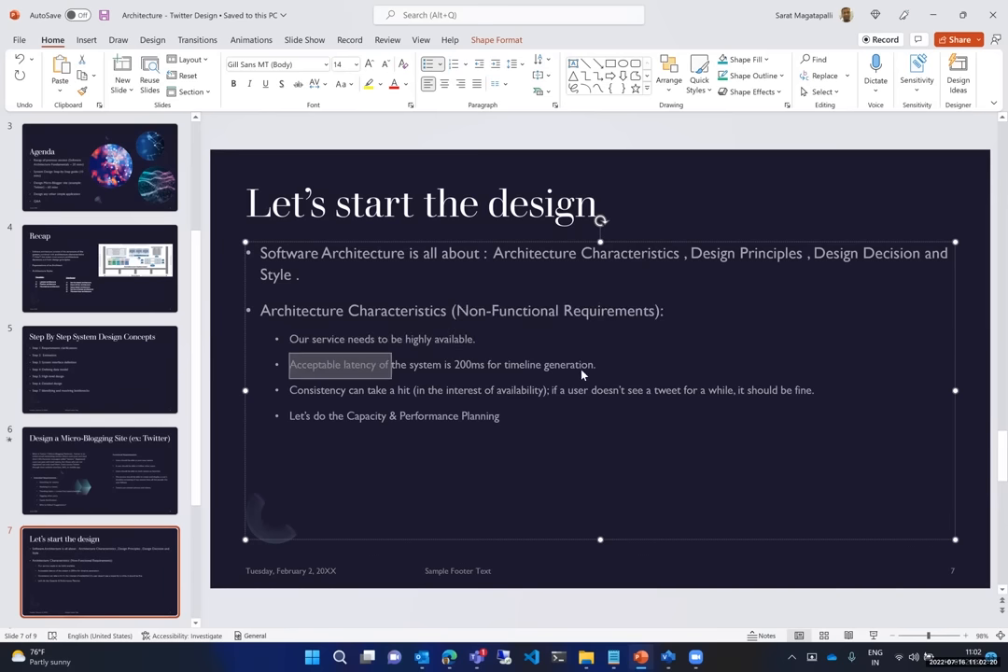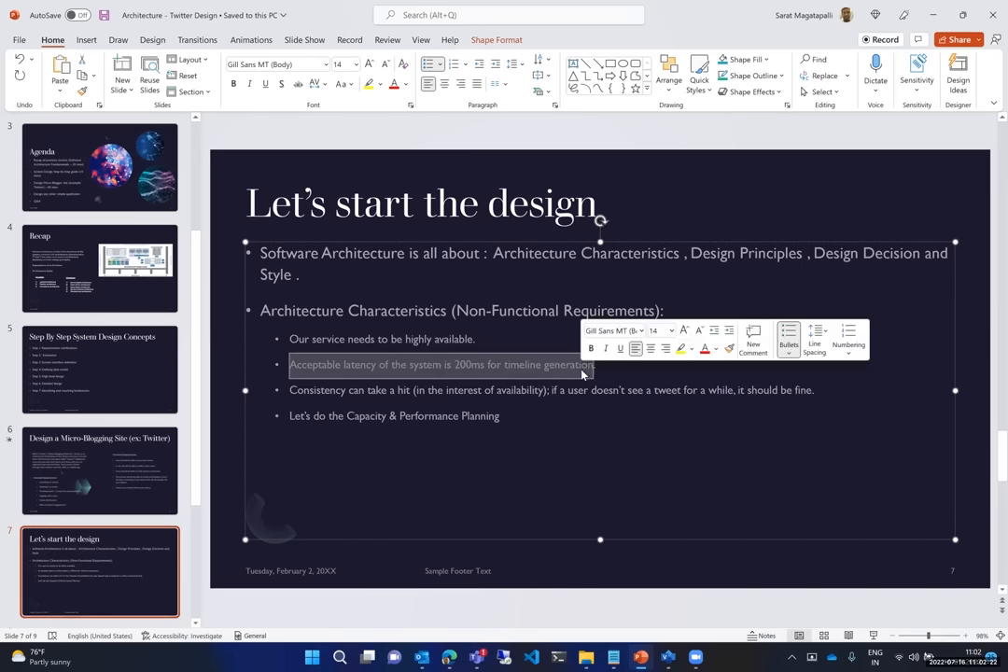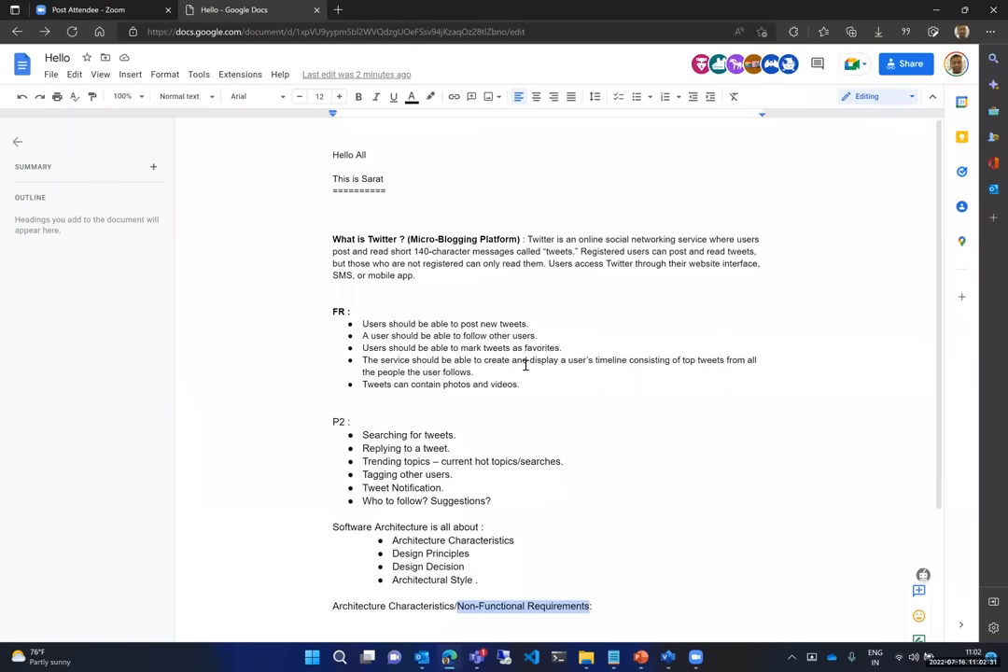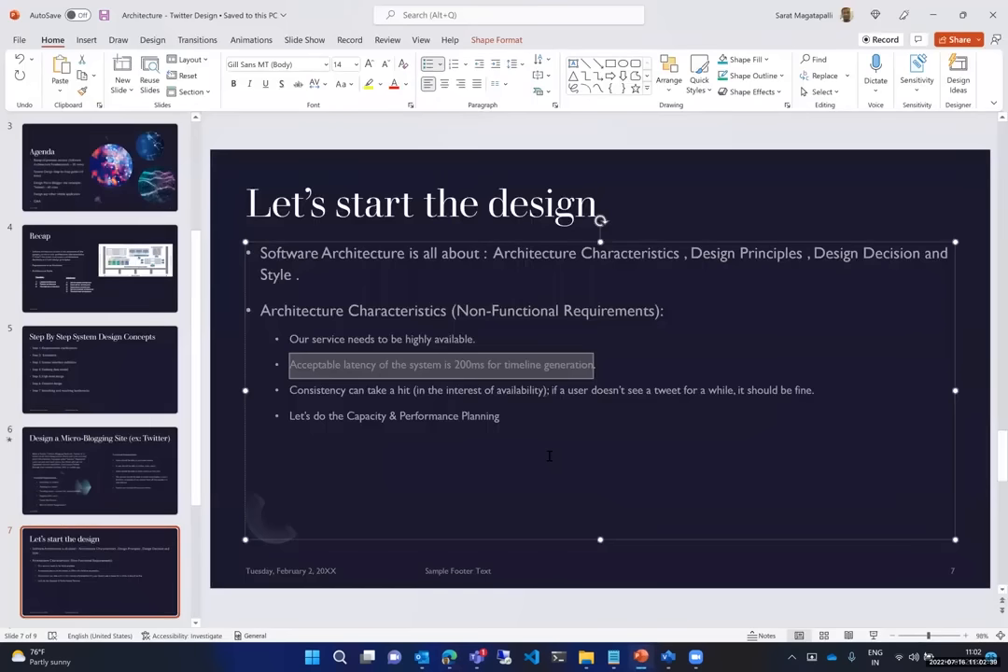Acceptable latency is 200 milliseconds for timeline generation, right? You know, in Twitter, you have that timeline generation. You will see all the tweets which have been tweeted by your friends or your followers and all that, right? So what the business says is, hey, within 200 milliseconds, you need to populate that timeline. Okay, that's what they will say, right?